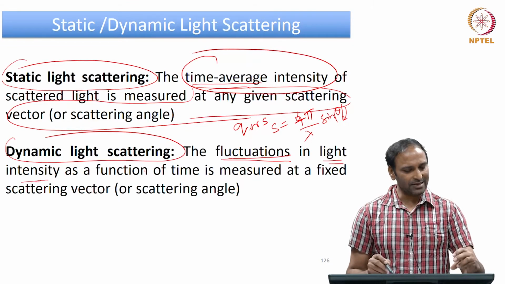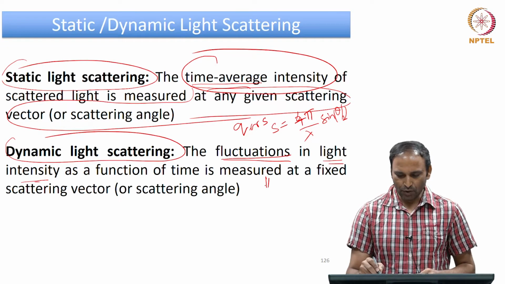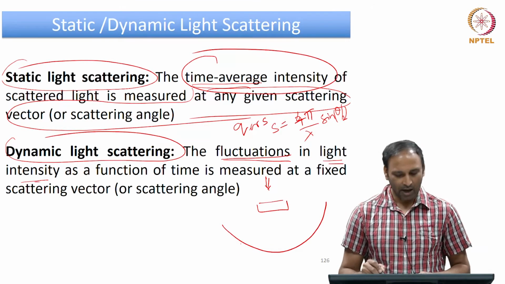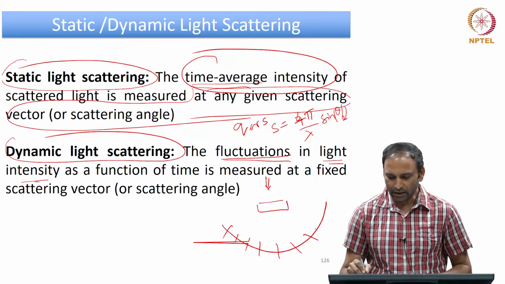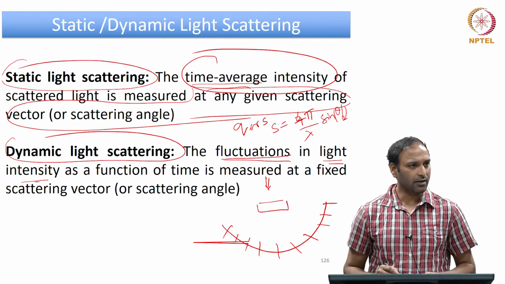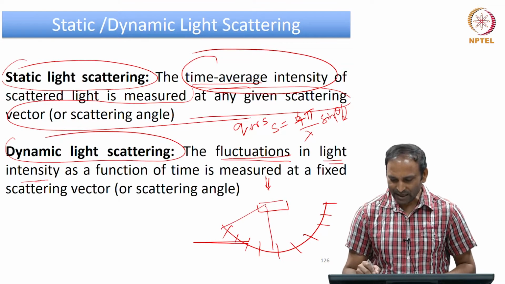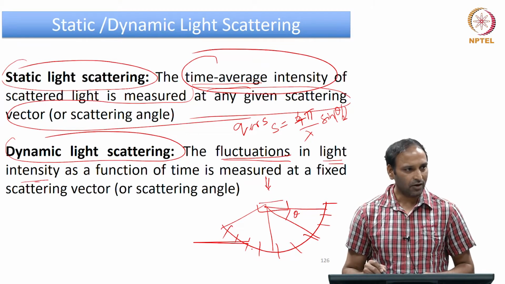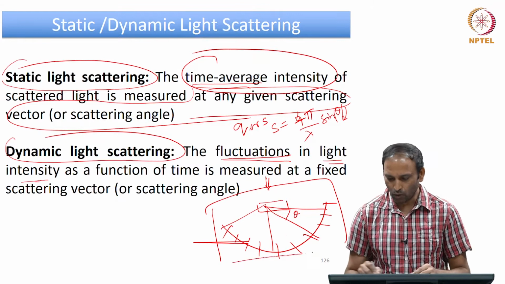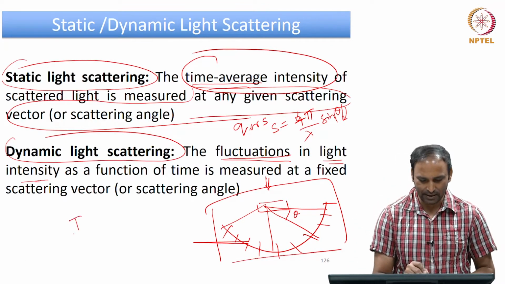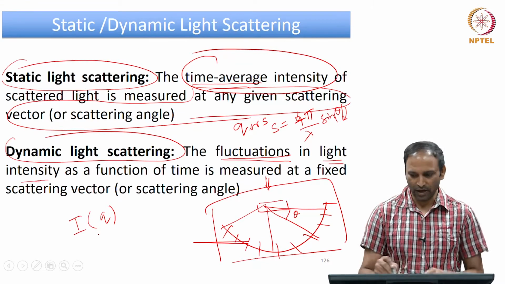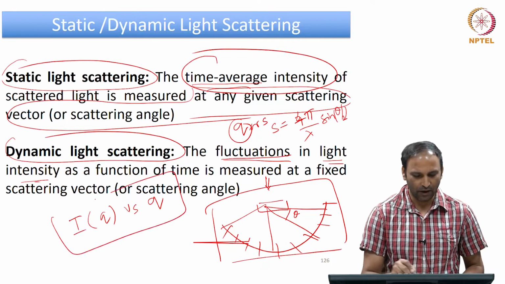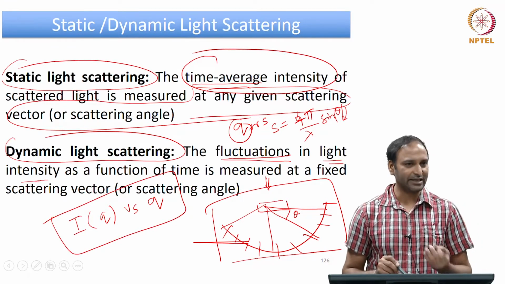Typically, whenever people do static light scattering, there is a radiation source, there is a sample, and you collect scattered intensity across many detectors. That means I am basically collecting scattered intensity at different theta. So, what you get from the static light scattering experiments is I of q, as a function of q.